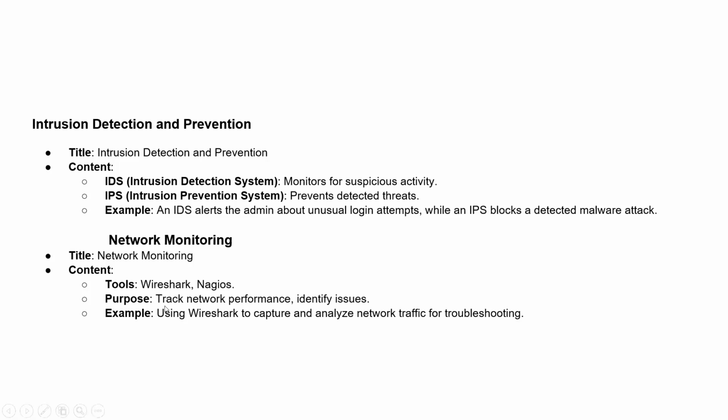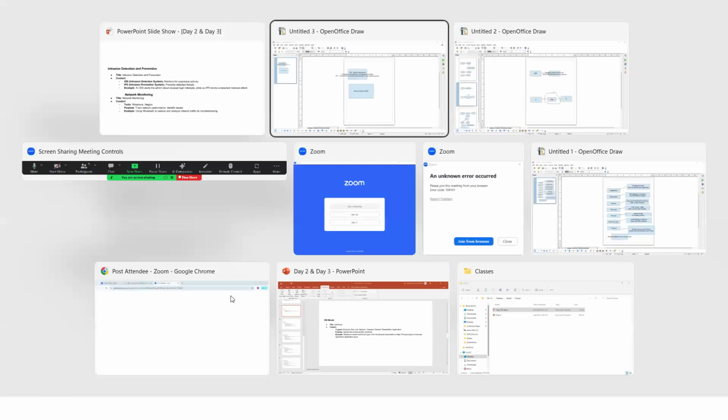The purpose would be to track network performance and identify the issues. As I mentioned, Wireshark captures and analyzes the network traffic for troubleshooting. And what will Nagios do? Nagios is for health check and alerting. If anything goes wrong in the network, it will alert us. That is the functionality of Nagios.